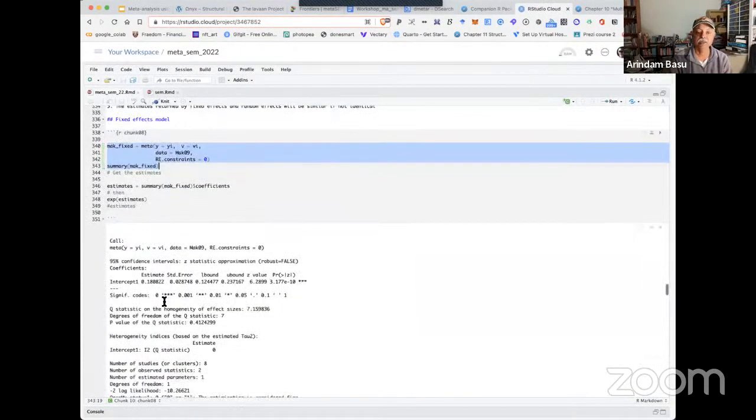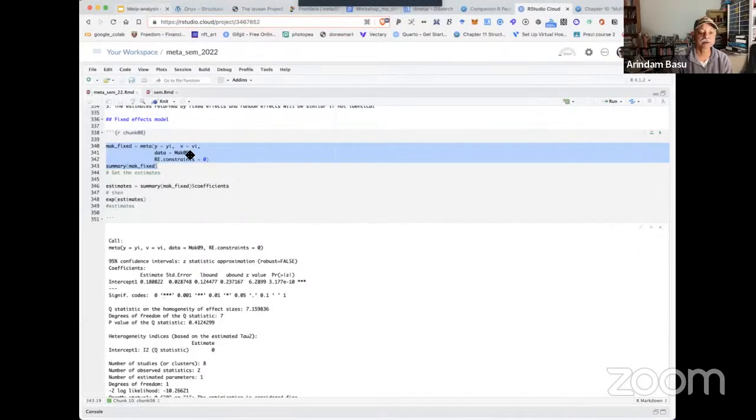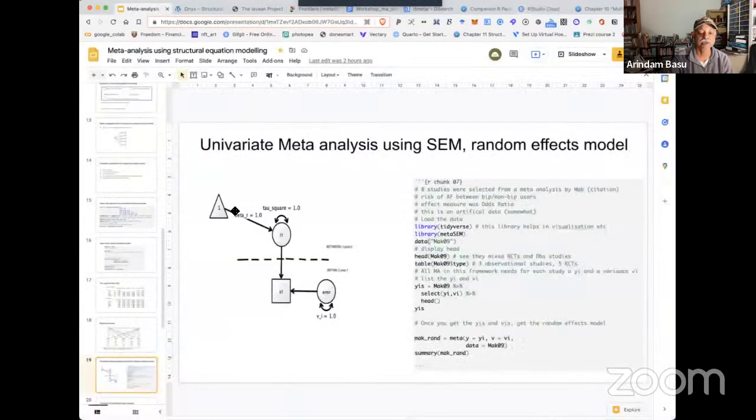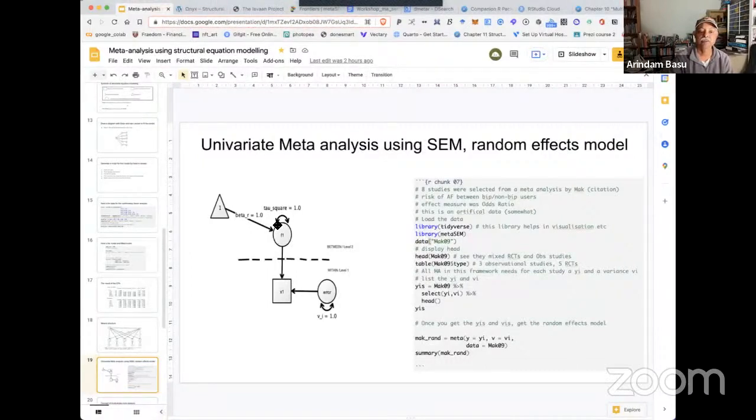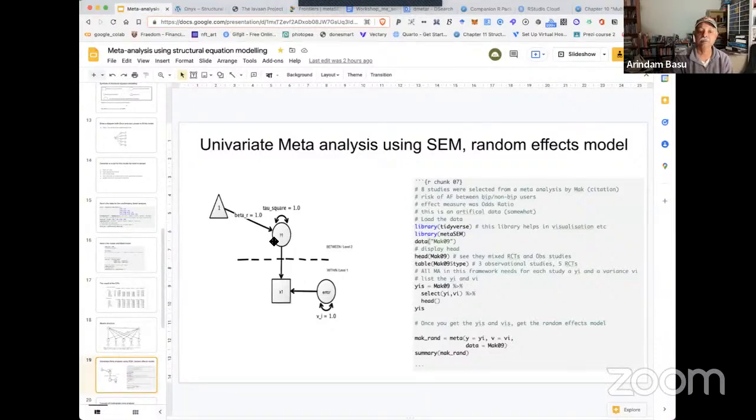It will still give you an intercept, and this intercept is the same thing, because now this arrow moves to here because this doesn't exist anymore. So this is still an intercept. There is an imaginary variable here which has a tau square of 0, so it becomes a phantom variable. A phantom variable is a variable which is like a latent variable with a 0 variance.